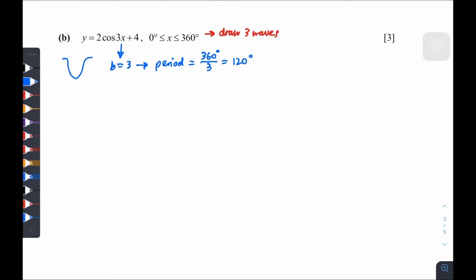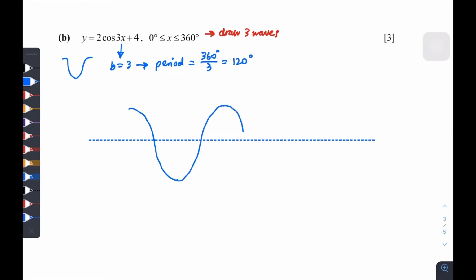So let's draw in our waves. We need 3 waves, so we need the help of the middle line. Let's get our middle line ready. Then 3 positive cosine waves. So I'm going to start like this. 1, 2, 3, 4. 1, 2, 3, 4. One more. 1, 2, 3, 4. Okay, cool.